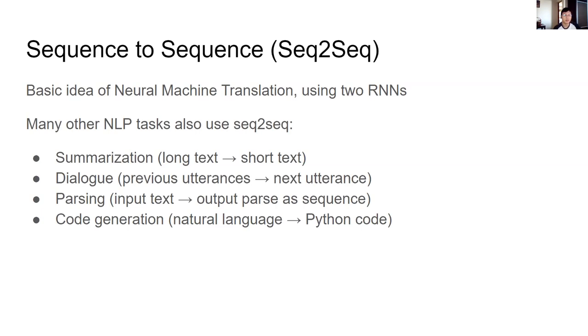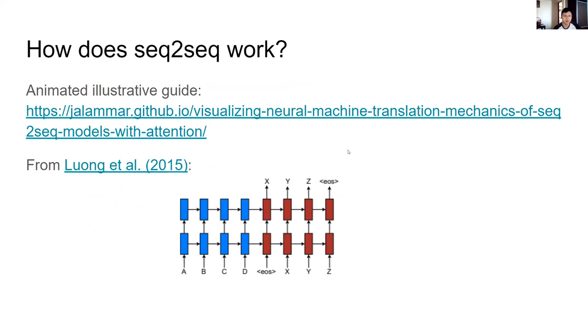So it's not a new idea, because many other NLP tasks also use sequence-to-sequence. We heard about text summarization a few weeks ago. Dialogues also use it to go from the previous utterance to the next utterance. Parsing and code generation, which technically you can say is also a form of machine translation. Okay, so there's a really good animated illustrative guide on this. And also from one of the papers that we linked, there's this diagram that shows you a rough idea of what we mean by two recurrent neural networks.